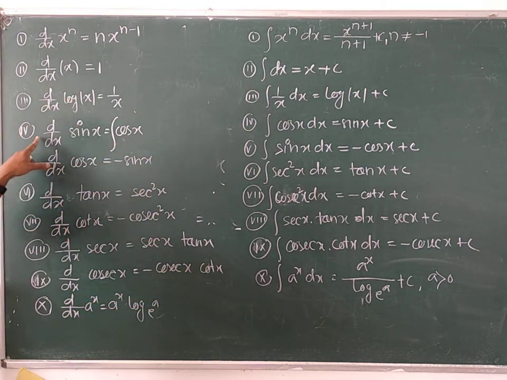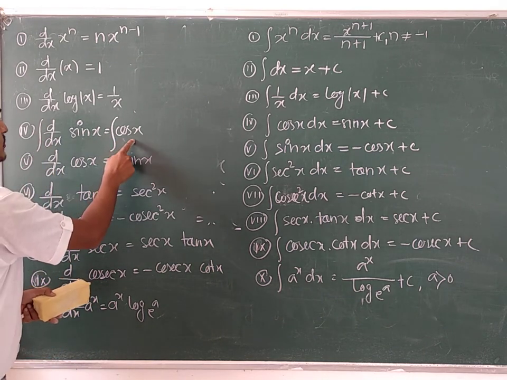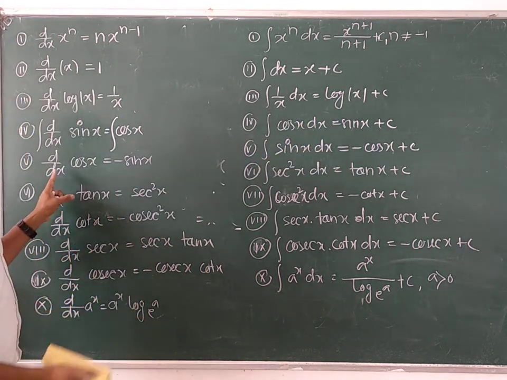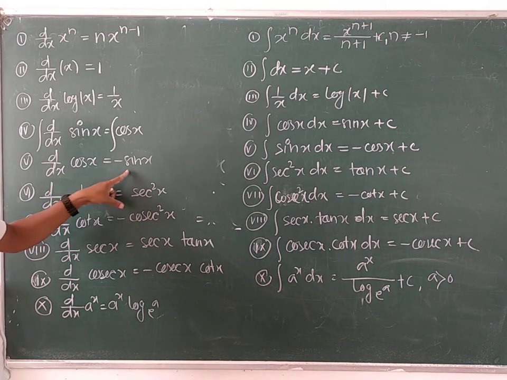Integration of cos x. Here also we will try to write down the integration. What will be the answer? Integration of cos x is equal to sin x plus c.